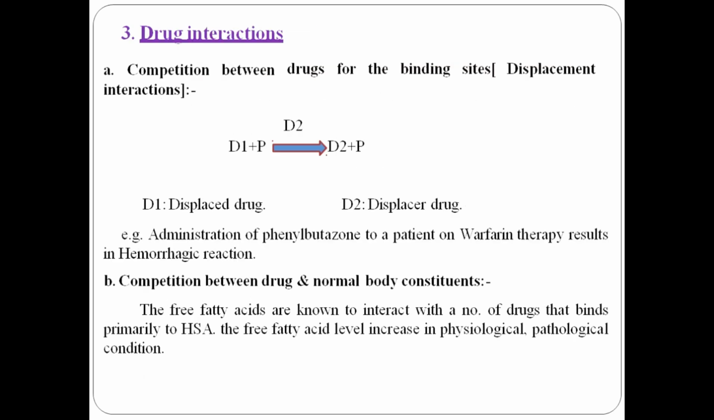Next is drug interaction. It is a competitive process, a competition between drugs for the binding site, also known as displacement interaction. If there is another molecule which interacts and binds with protein, the drug remains in free state, so the pharmacological action will not be achieved. So this is a major factor which affects protein drug binding.